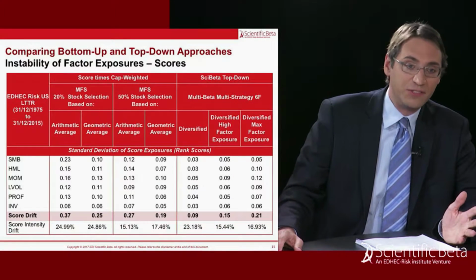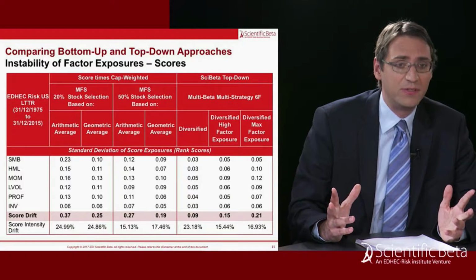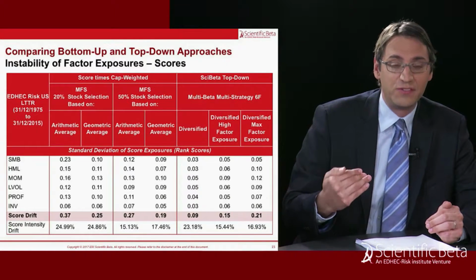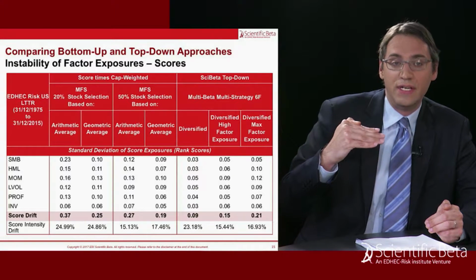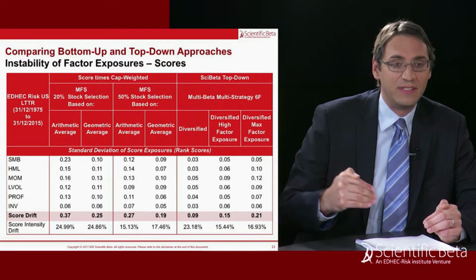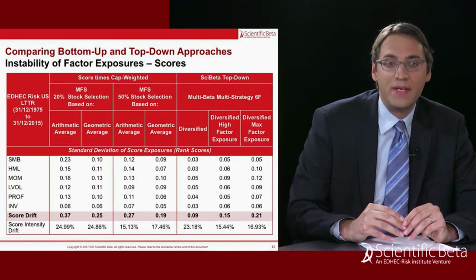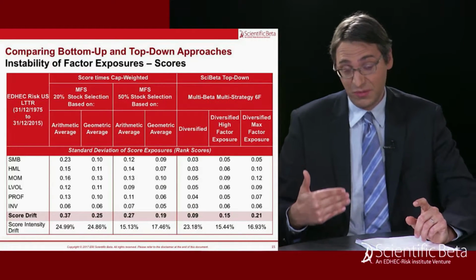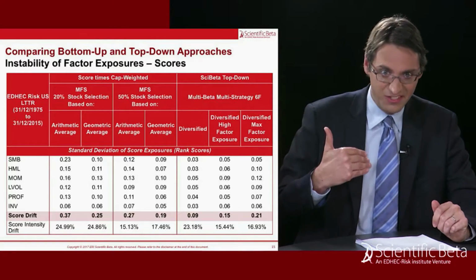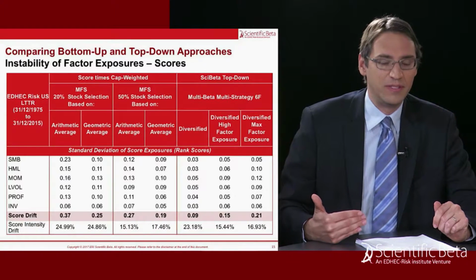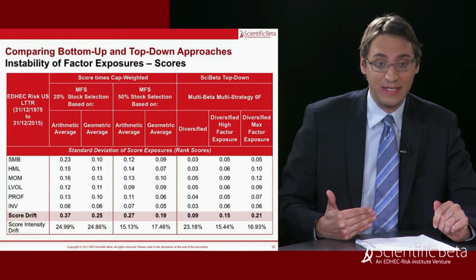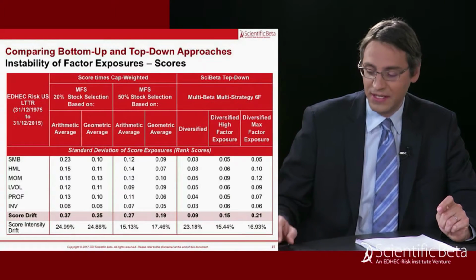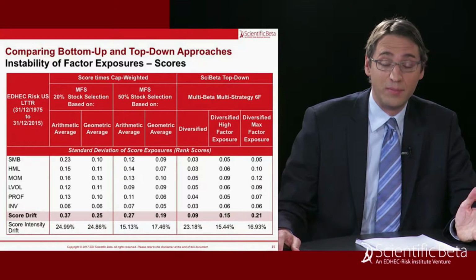If you look at the results, you can just look at the aggregate numbers. There's a metric that allows us to look at that, the so-called score drift. That just tells you how the exposures to the different factors vary over time. And you see that on this measure, the concentrated bottom-up approaches have much more instability, much larger drift than the top-down approaches. For the most concentrated approaches, the drift is roughly twice as large as for most of the top-down approaches.